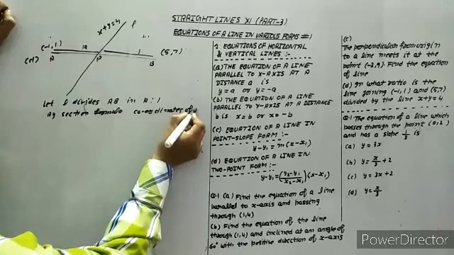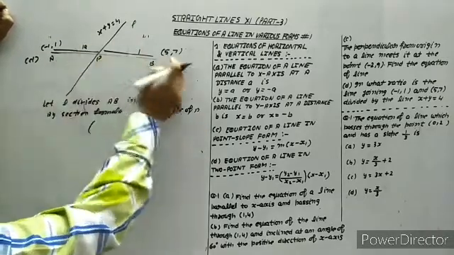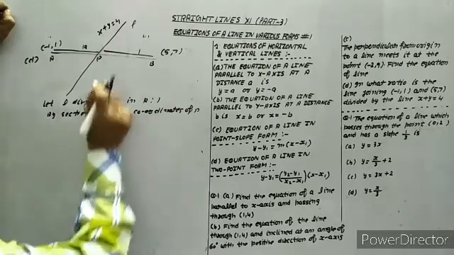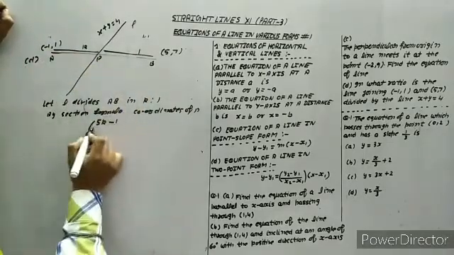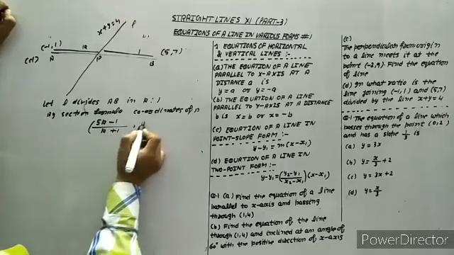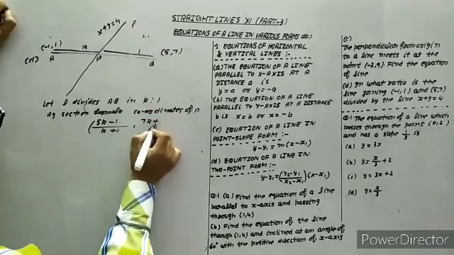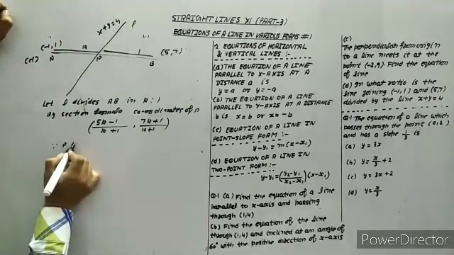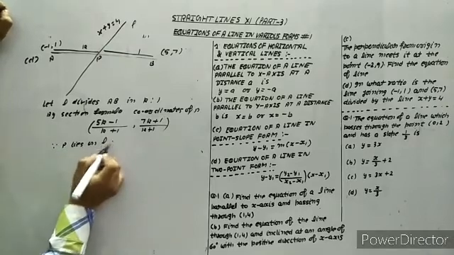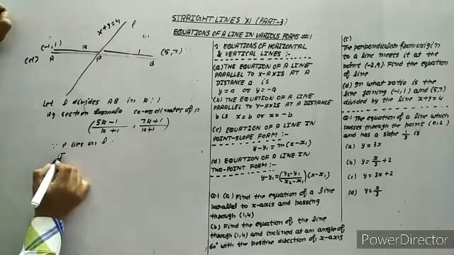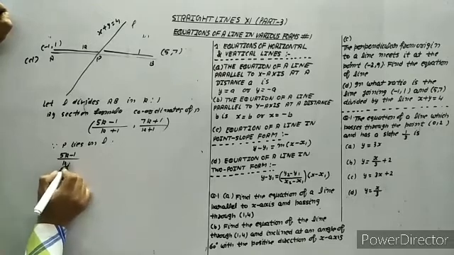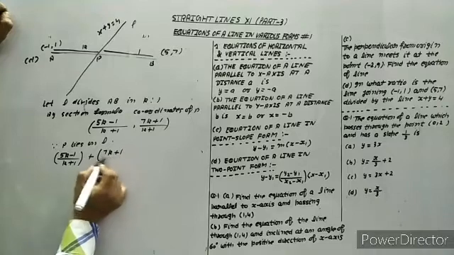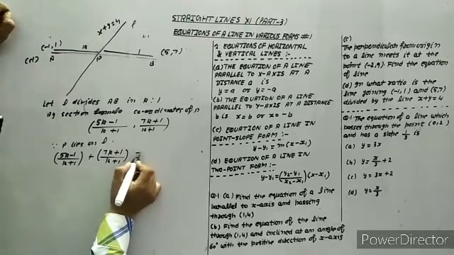So for this, how will we find it? k into 5 plus 1 into minus 1, it means (5k minus 1) upon (k plus 1), and y is (7k plus 1) upon (k plus 1). Now because P lies on L, therefore this becomes (5k minus 1) upon (k plus 1) plus y, it means (7k plus 1) upon (k plus 1) is equal to 4.